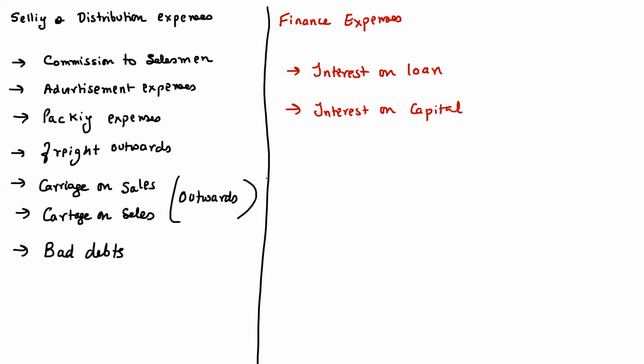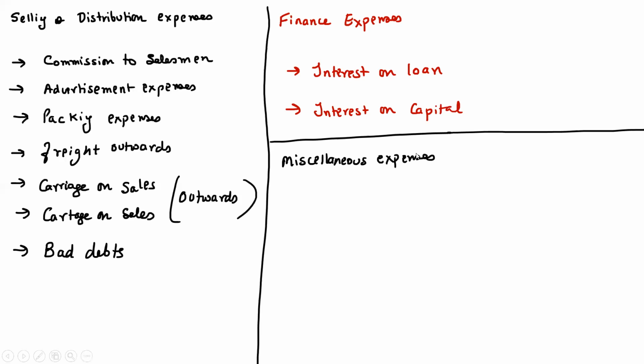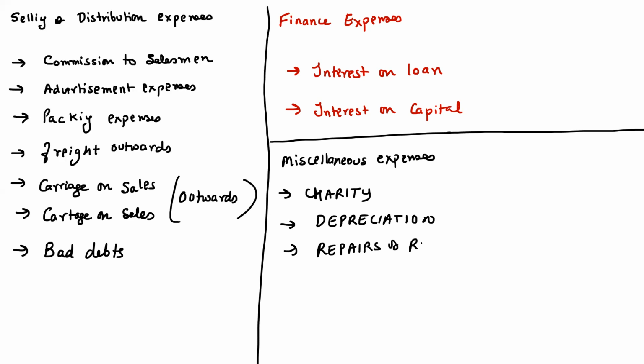And last we have miscellaneous expenses. These include expenses like charity, depreciation on fixed asset, repairs, and renewal. And these are the expenses.